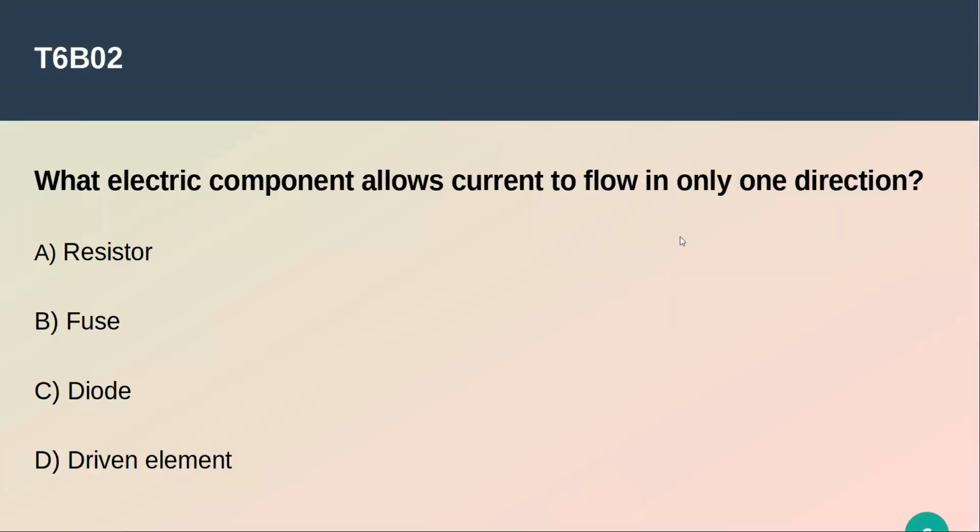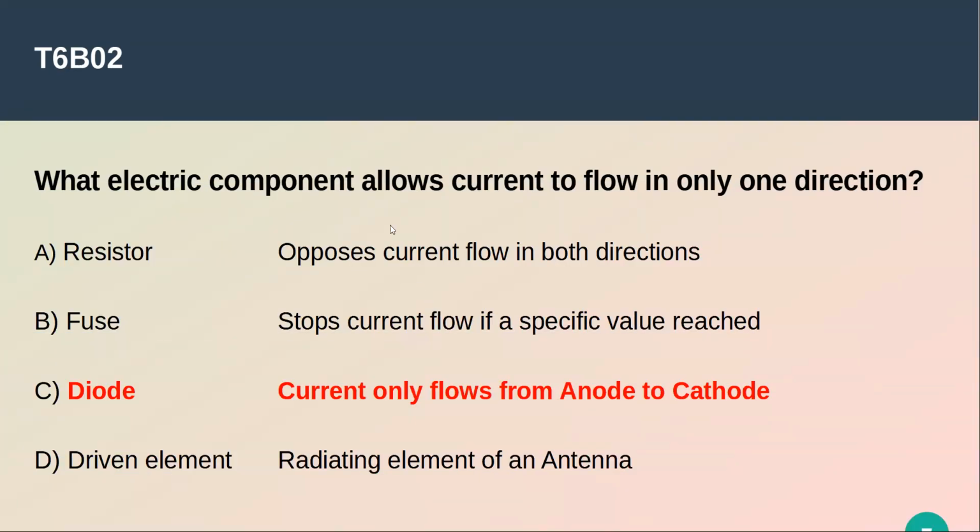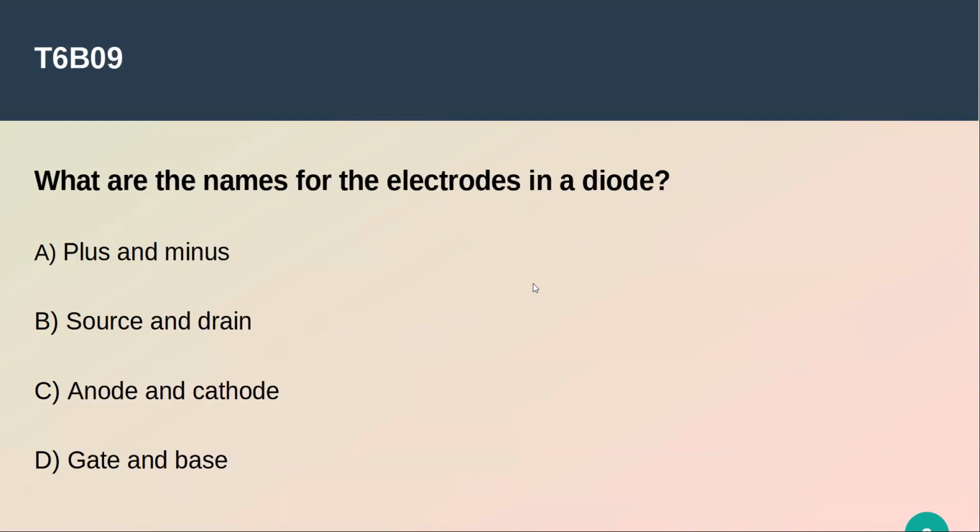So, what electrical component allows current to flow in only one direction? Imagine that. Now remember, resistors do what? Oppose current flow in both directions. Fuses stop current flow when you get to whatever the value is where the fuse melts. And the driven element is part of an antenna. So in most cases, a lot of those answers are obviously wrong.